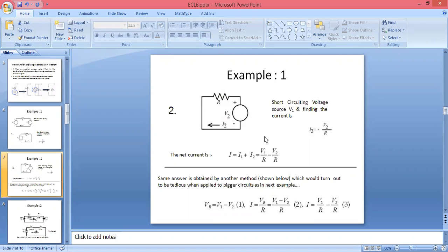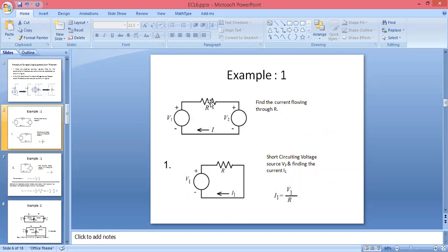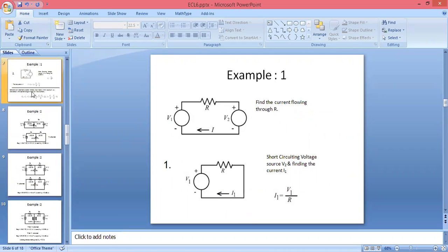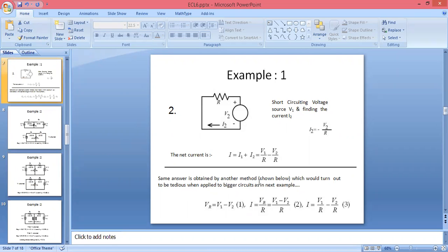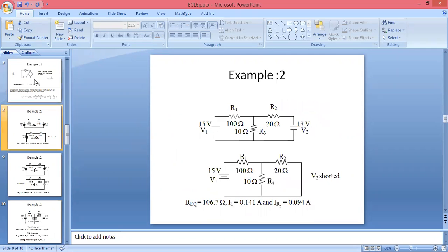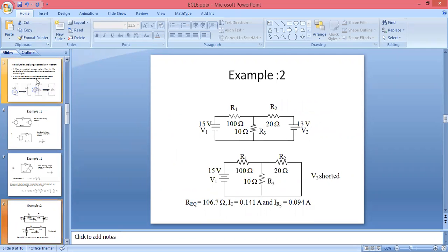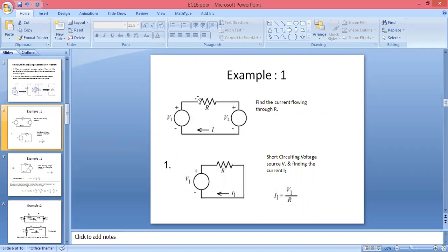This is the net current we will get, which is flowing through resistor R, and we can calculate the value of current by using the superposition theorem. We can use another method; the same answer is obtained by using another method. As you know, if you see this example, we have to calculate the value of voltage here.